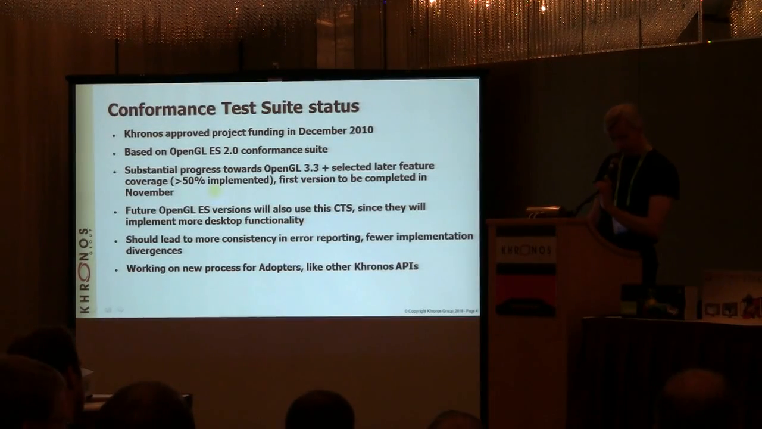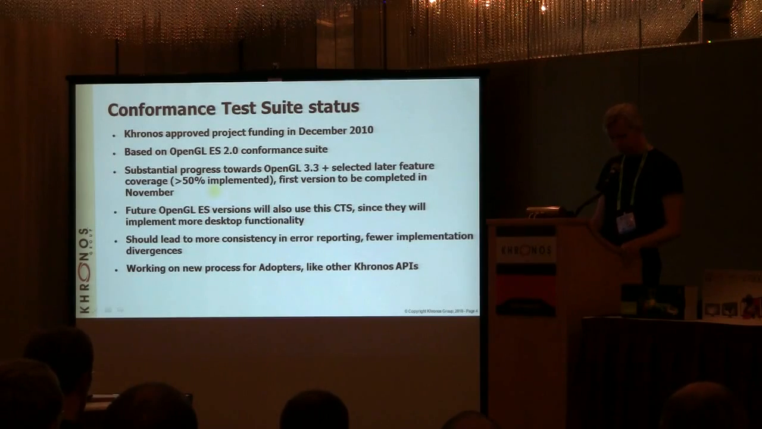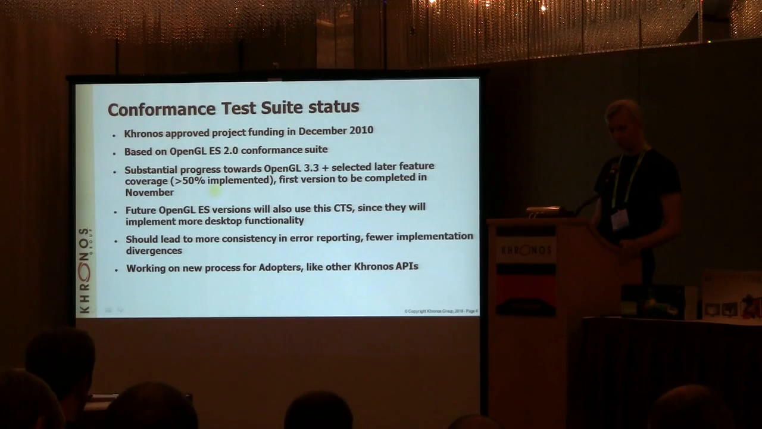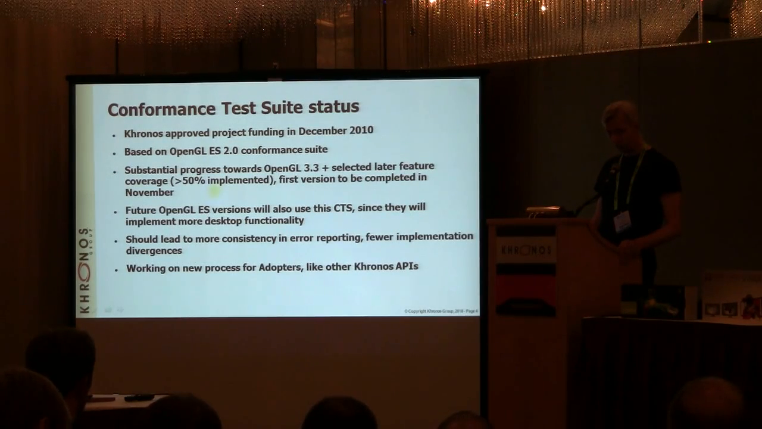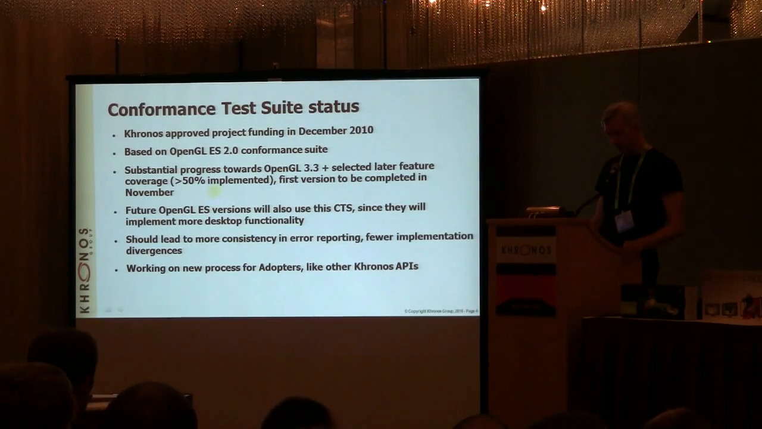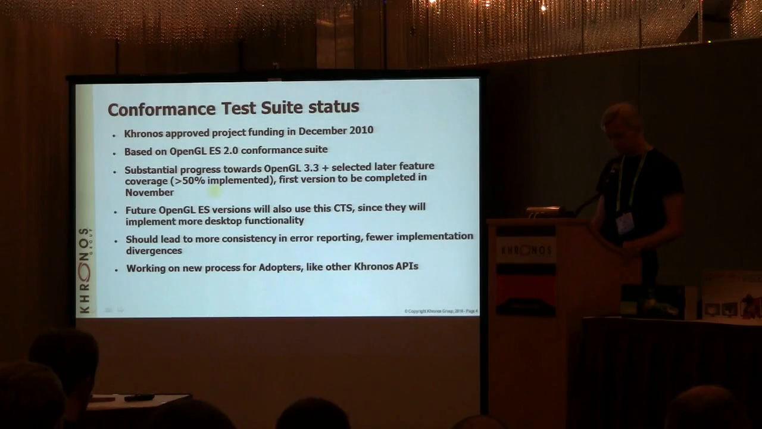So, conformance test suite. This is where we've been spending most of our effort over the last period of time. We got the Khronos promoters to approve funding for doing a new conformance test suite back in December, and we have an external contractor that's been working away at it ever since. We started off with the OpenGL ES 2.0 conformance suite, which, roughly speaking, already tests what you would call the core profile functionality of OpenGL 2.0, even though OpenGL 2.0 didn't have a core profile, that roughly corresponds to the ES 2.0 feature set. We've made pretty substantial progress toward coverage of OpenGL 3.3 and some selected later features. The contractor has somewhat over 50% of the work done, and we expect the first version of the new CTS will be released in November.